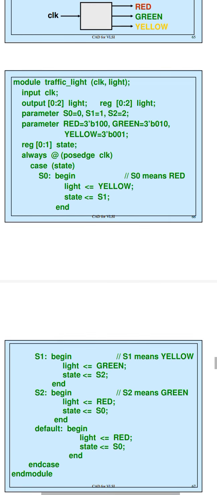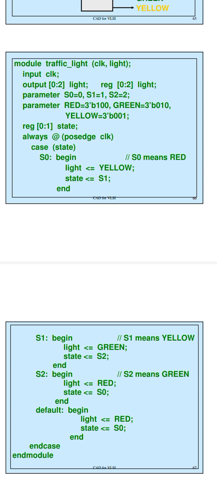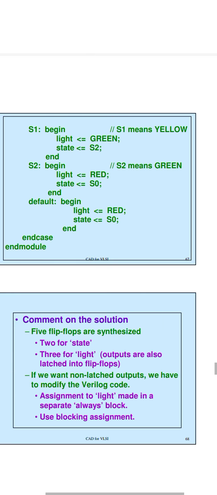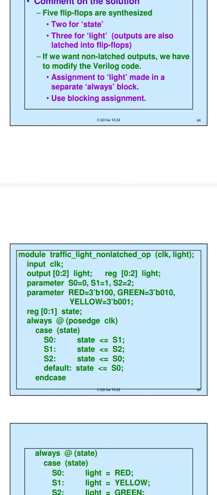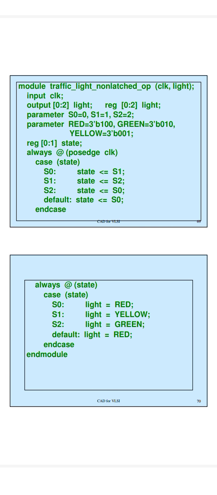This is the programming for the traffic light in Verilog code. This is the most important part of the traffic light controller. Next one is the comments on the solutions of the flip-flops. There are two main parts of the flip-flop, true or false, two states and three lights. The latch output light is used separately in the blocking assignments of the programming. We have already discussed this in the traffic light program, and it is declared here also.